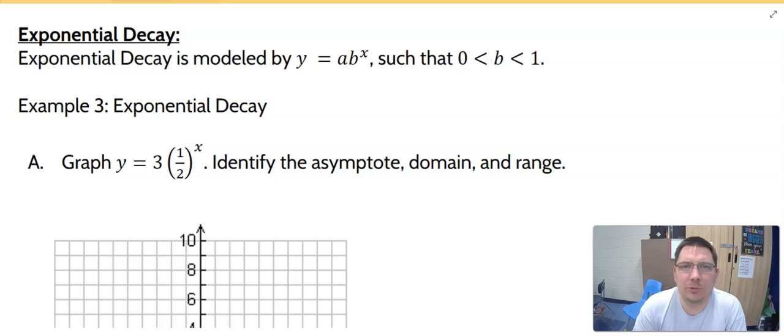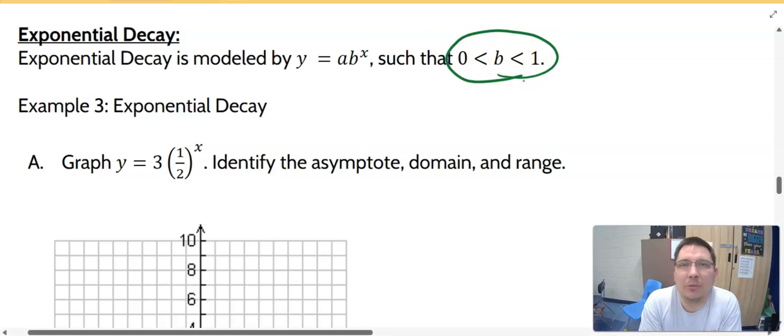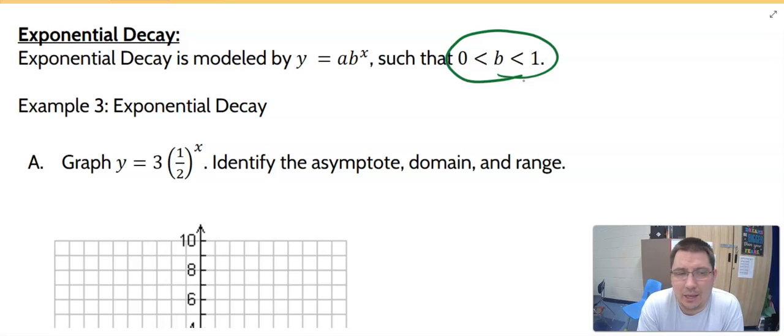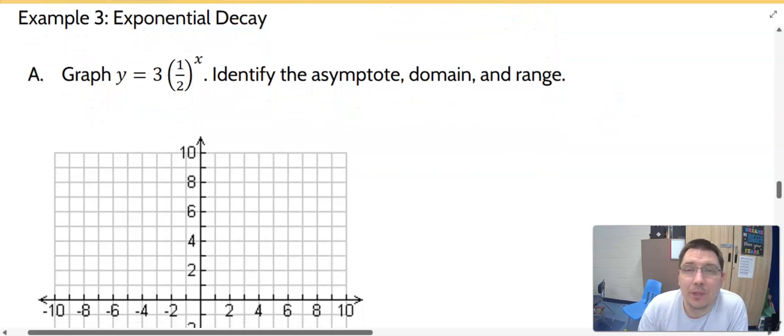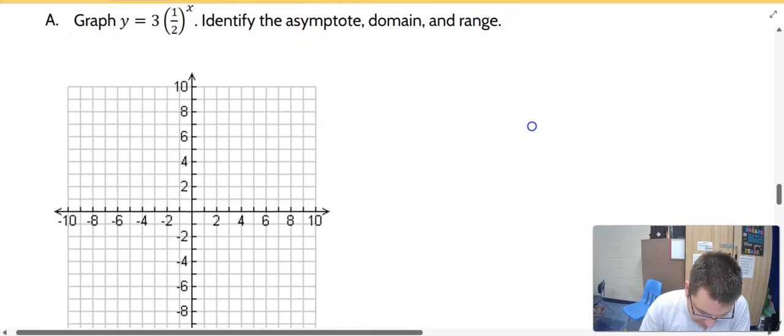So the key difference between exponential growth and exponential decay is what the b value can be in this formula. So we're using the same formula, y is equal to a times b to the x, but now our b has to be between 0 and 1. And so we see that with example 3 and what we're going to graph. And so we're going to graph y is equal to 3 times 1/2 to the x. And again, identifying the asymptote, the domain, and the range. And so let's look at this graph and set up our table.